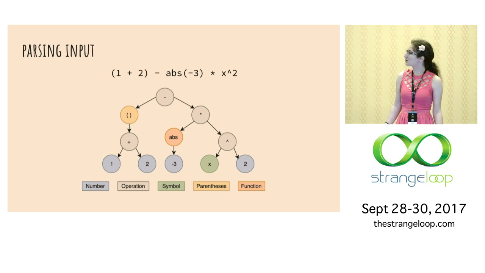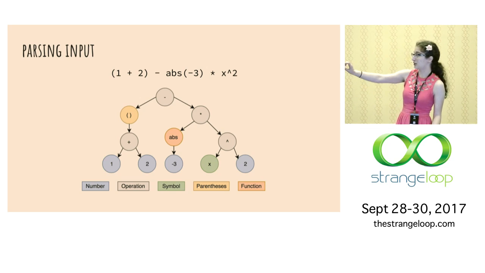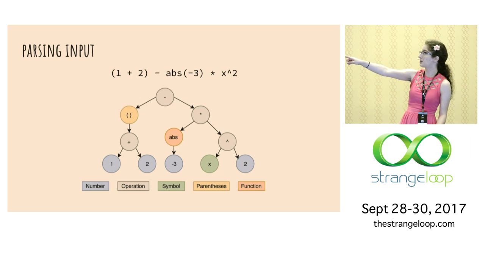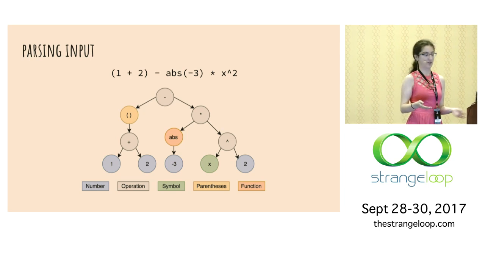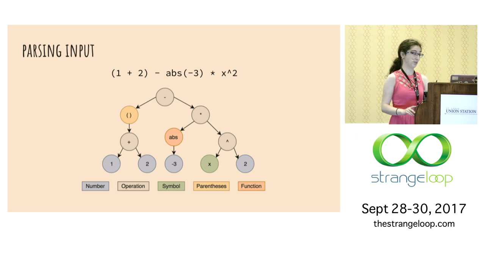And so the way this works, you can see here, the 1 plus 2 is in its own subtree. The -3 is an argument to the absolute value function. So all the kinds of things that you parsed in your mind were also parsed into this tree. And that becomes really helpful for the algorithm.